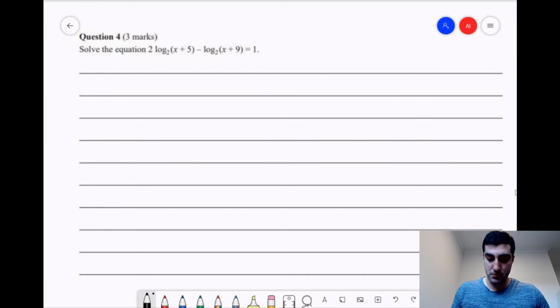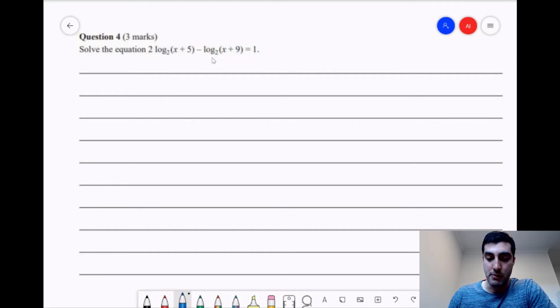So we're trying to solve for x here. Solve the equation 2 log base 2 of (x + 5) minus log base 2 of (x + 9) is equal to 1. So trying to find x, how are we going to do that? We need to combine the logs. Hopefully you remember, if we've got the subtraction of 2 logs, then we can divide what's in the brackets as long as they have the same base, and they're both base 2 in this instance.